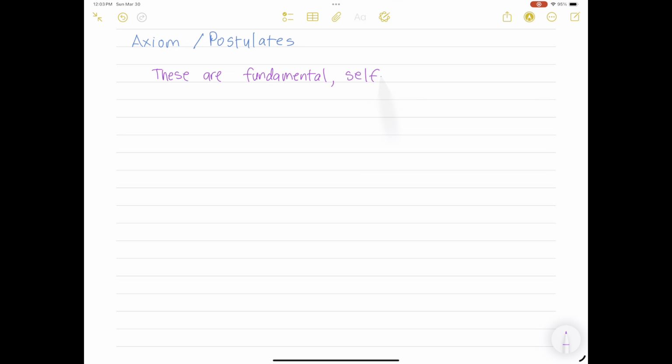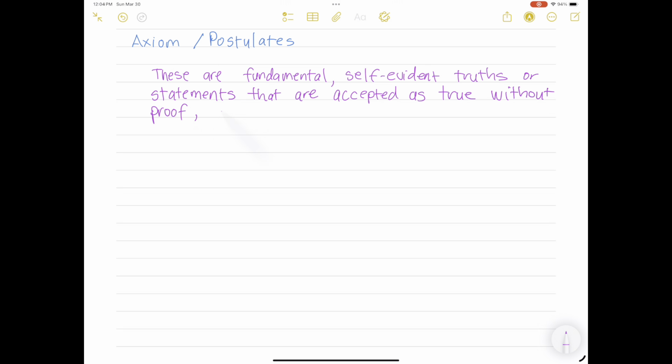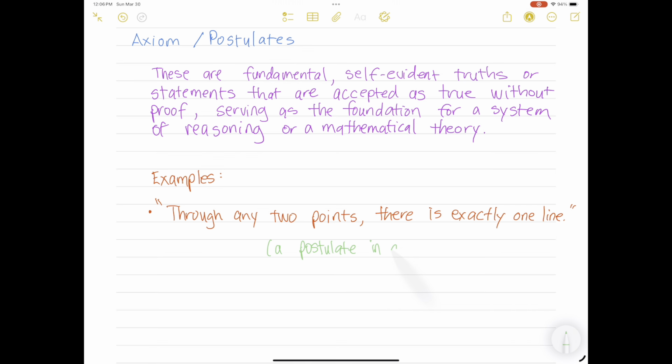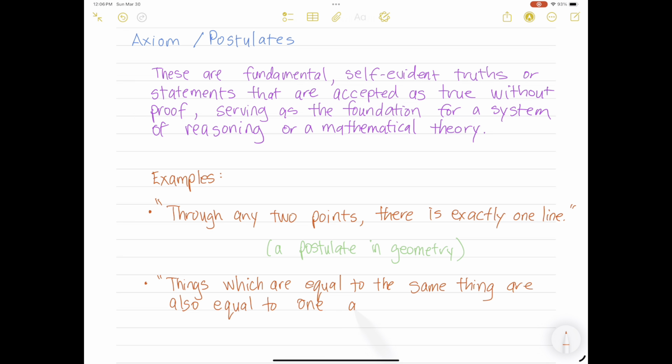At this point, I would like to introduce you to some glossary words: axiom and postulate. These are fundamental self-evident truths or statements that are accepted as true without proof, serving as the foundation for a system of reasoning or a mathematical theory. Some examples of axioms and postulates. Through any two points, there is exactly one line. This is a postulate in geometry. Things which are equal to the same thing are also equal to one another. An axiom.